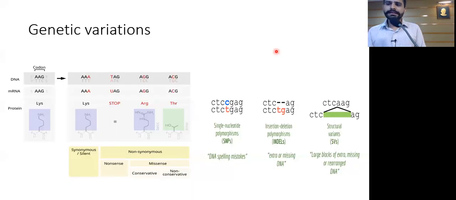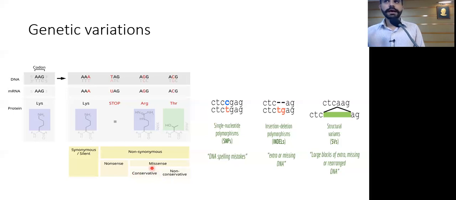So, what are the genetic variations? Genetic variations are of different types. A point mutation can be a synonymous or silent mutation if it results in the same amino acid. If there is a mutation and it gives rise to the same amino acid, this is a silent mutation. And if it results in a stop codon, a premature stop codon, it is known as a nonsense mutation. There are two different types of mutations that are non-synonymous. Missense, and missense can be conservative and non-conservative.